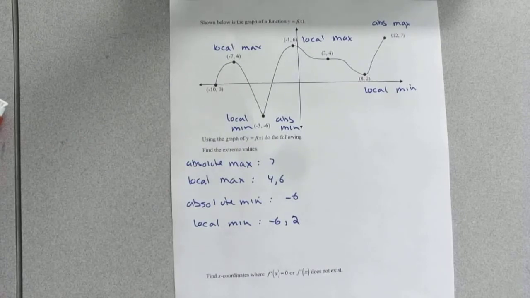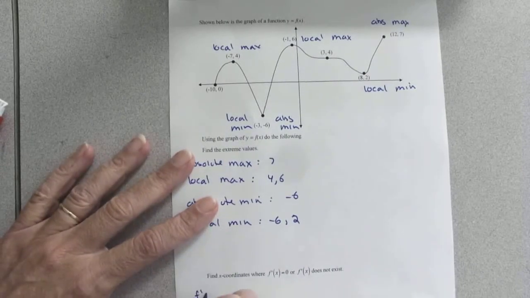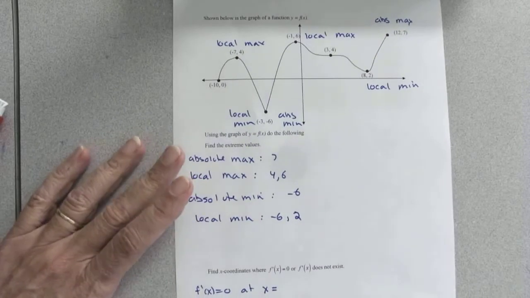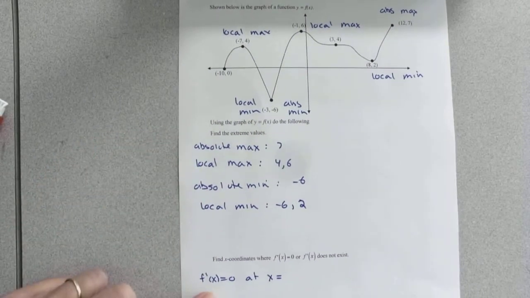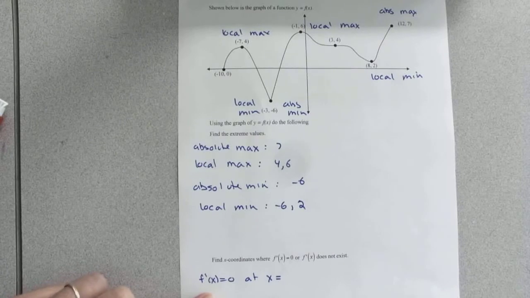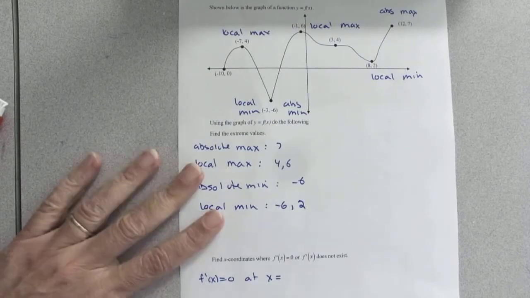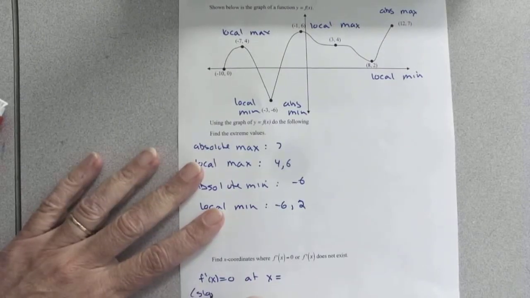Find the x coordinates where f prime of x equals 0, where f prime of x does not exist. So thinking way back, f prime of x equals 0 corresponded to horizontal tangents, or slope 0.